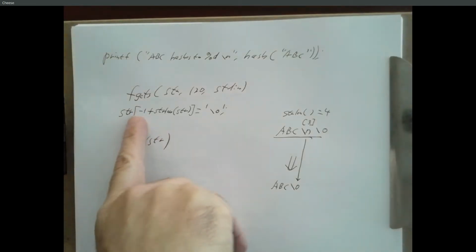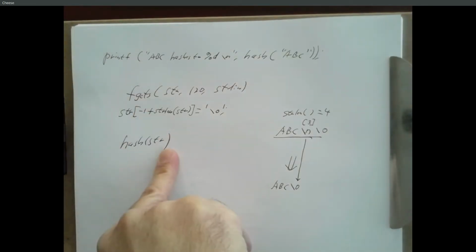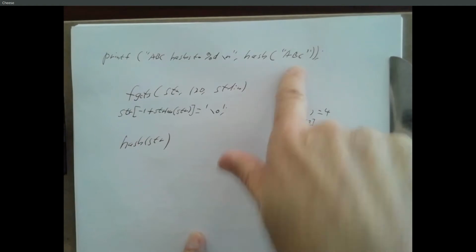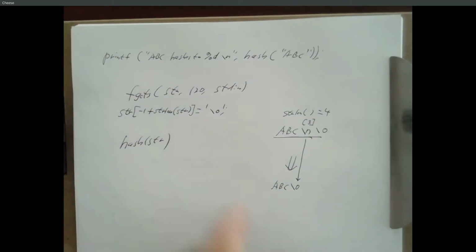So if you were to do this and then call hash of string, you can type hello and you should get back what it says hello hashes to. Or you can just call it directly. But that's a useful exercise anyway.